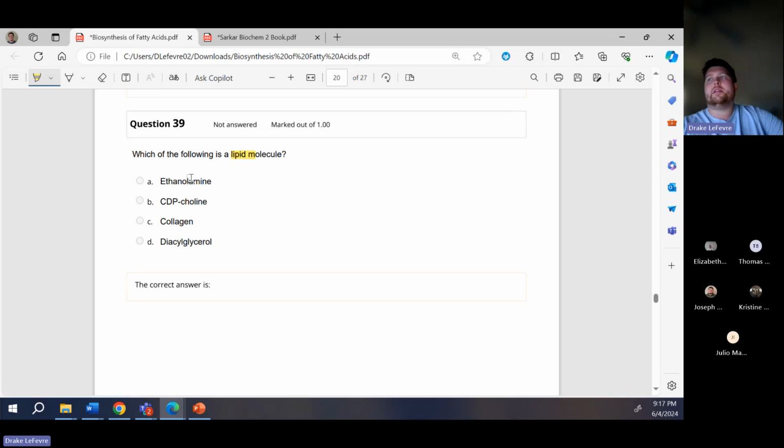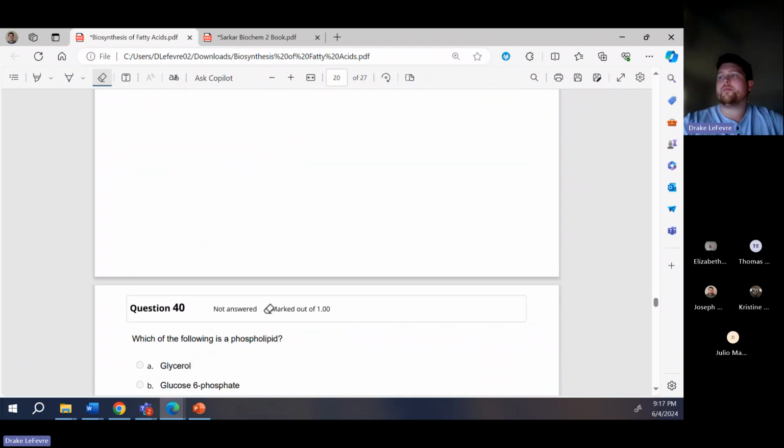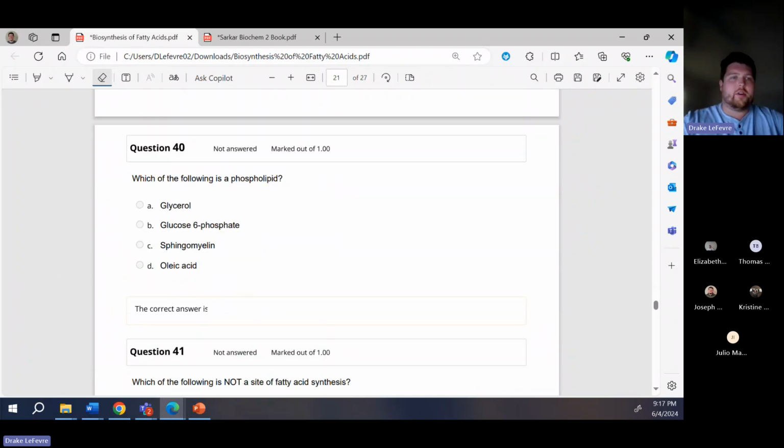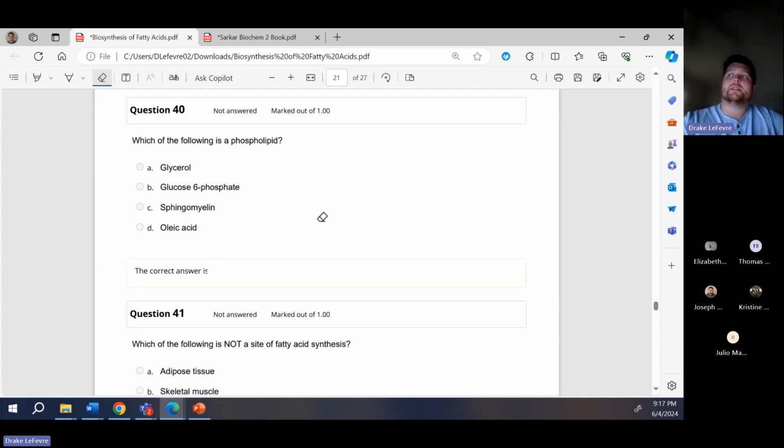Ethanolamine, this is an amine, not a lipid. CDP choline is the only one that can be a lipid molecule. Which of the following is a phospholipid? Again, all of this is going to be going through and looking at that chart at the end. But also we can do a little bit of guess and check.